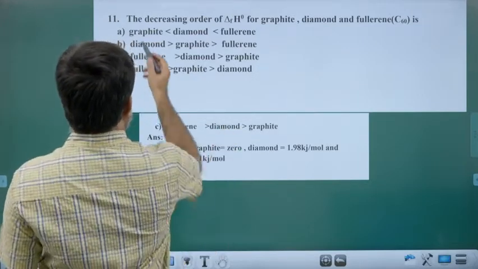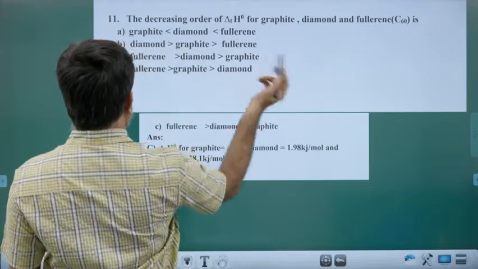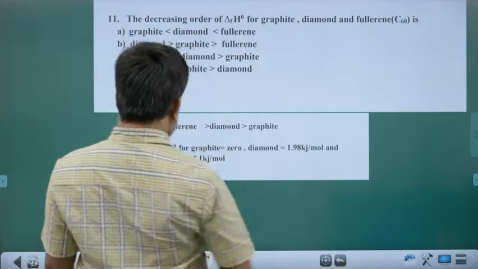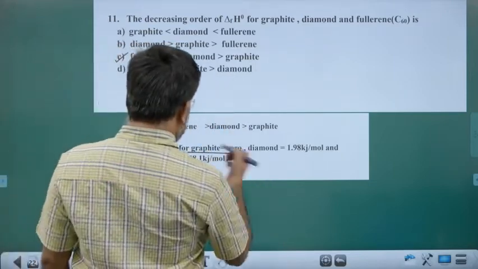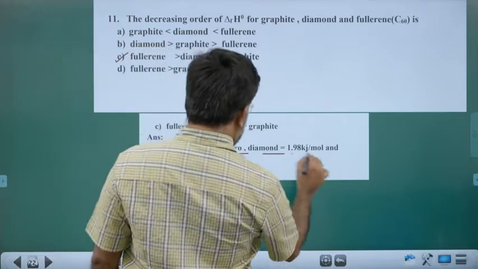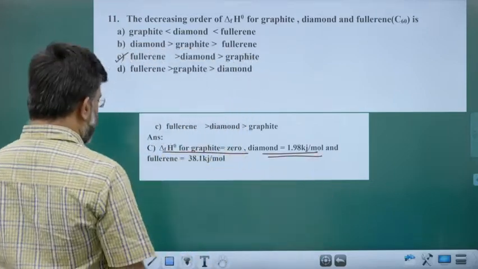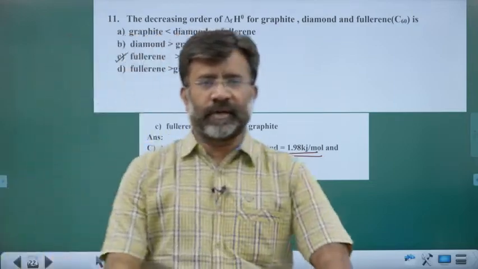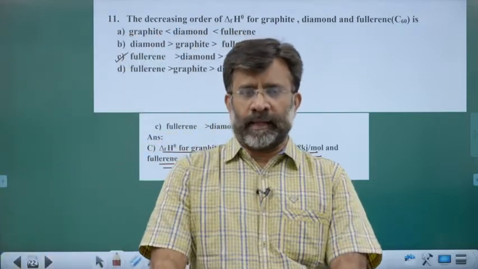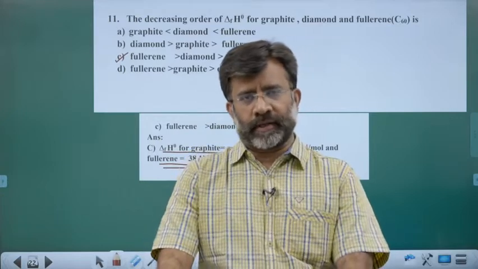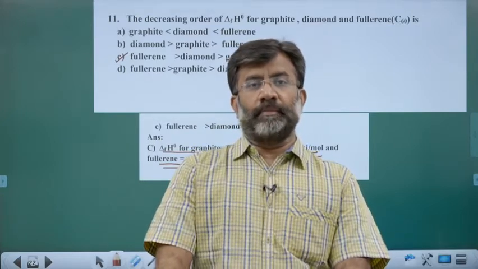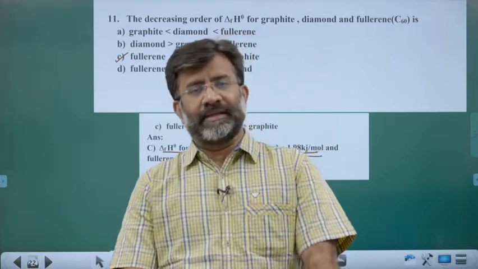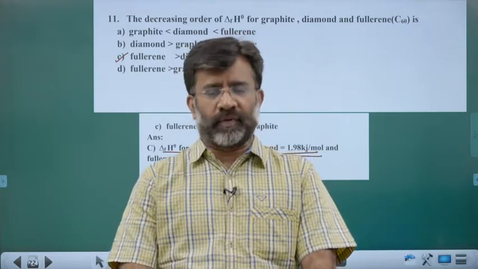Decreasing order. Graphite, this is given in the increasing order. No problem. Option C: fullerene maximum, then diamond, then graphite. Graphite, enthalpy of formation 0. Diamond is close to 2, 1.98. And fullerene is 38.1 kilojoule per mole. That value is also referred to in the NCERT textbook, and this is the basis of taking graphite as thermodynamically the standard form, the elementary form of carbon.